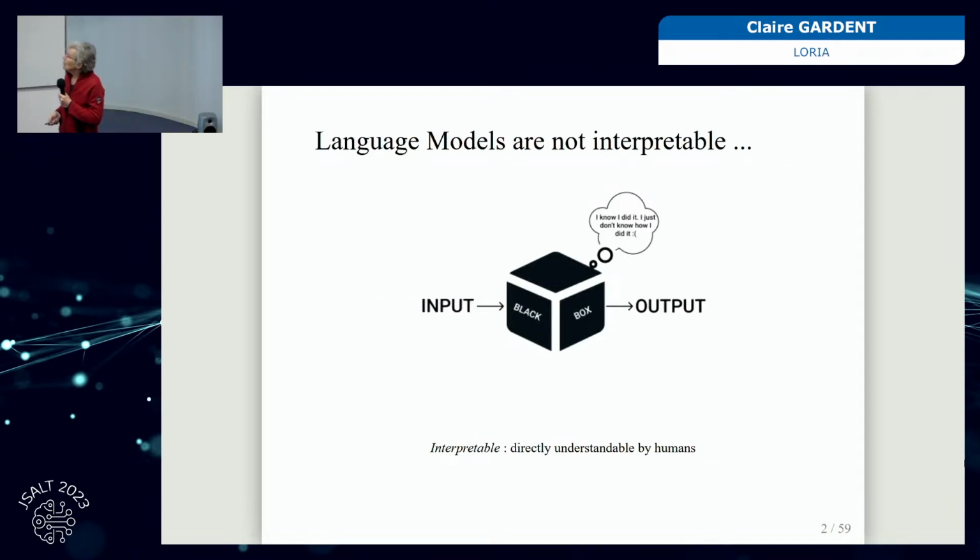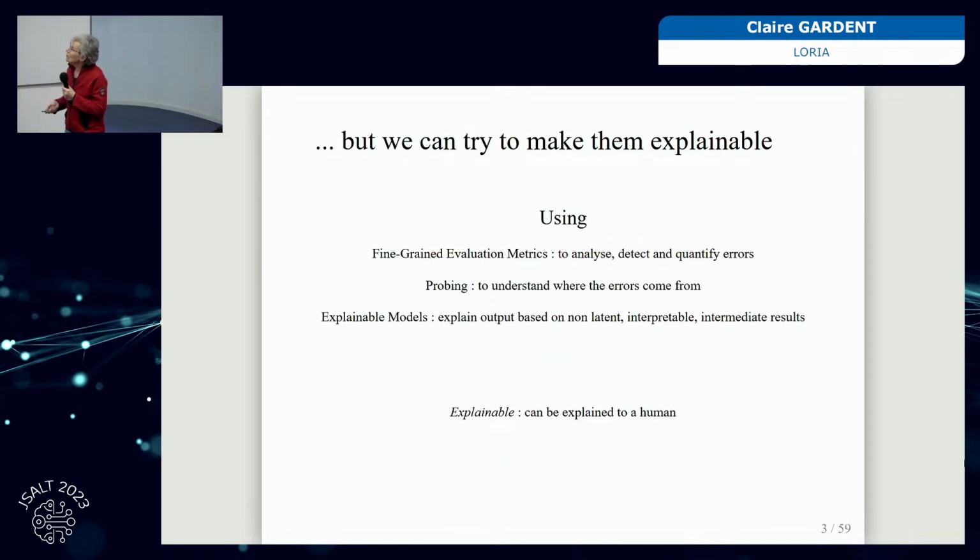Language models map an input to an output using a lot of neurons, and because we don't know how the neurons work together to arrive at the final output, these language models are said to be uninterpretable. They are not directly understandable by human beings. So they are not interpretable, but we can try to make them explainable, and that's basically what I'll be talking about here. We can develop methods which can help explain to a human being how the model behaves, why it makes some errors, and how many errors it makes.